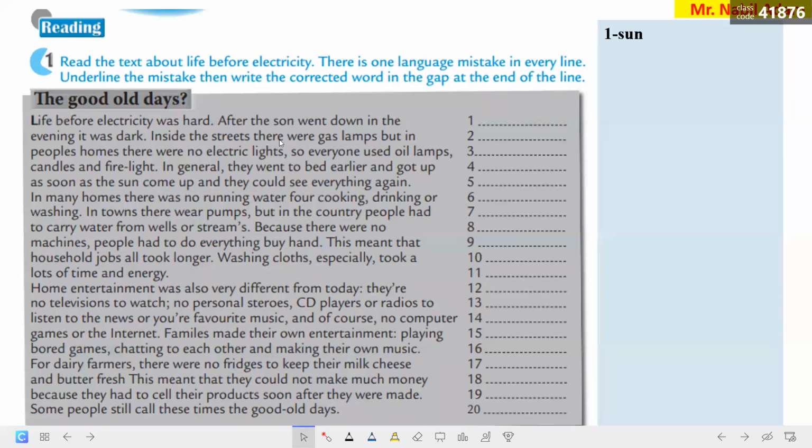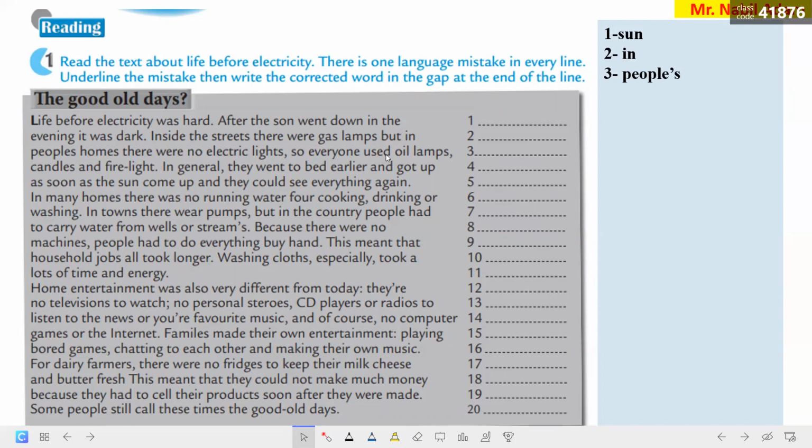Inside the streets, there were gas lamps. But inside the streets, there was gas lamps, but in people's homes, there were there's no mistake here. So we write in again. People's here should be apostrophe without apostrophe S. People's homes, there were no electric lights.